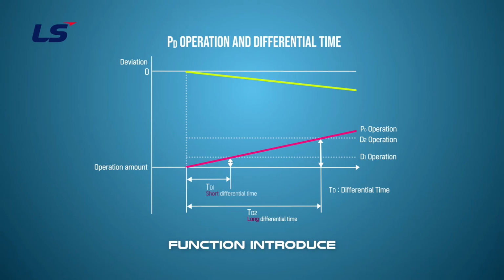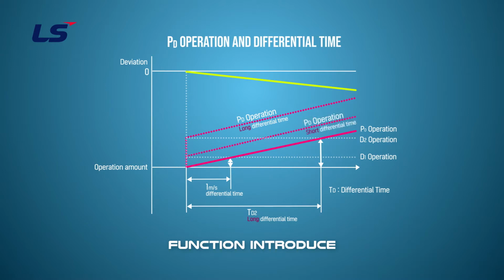When the derivative time is set to 1 millisecond, if the error change rate per second is 100%, 1% is output every 10 milliseconds. If the derivative time is lengthened, the manipulated amount increases and the responsiveness increases, but overshoot or vibration may occur due to overcompensation.